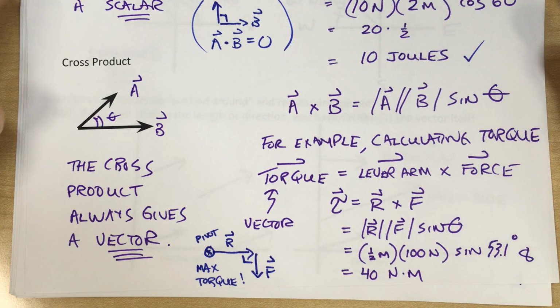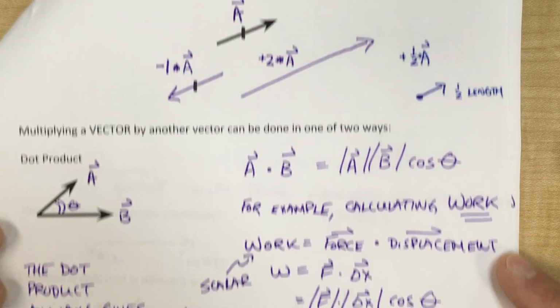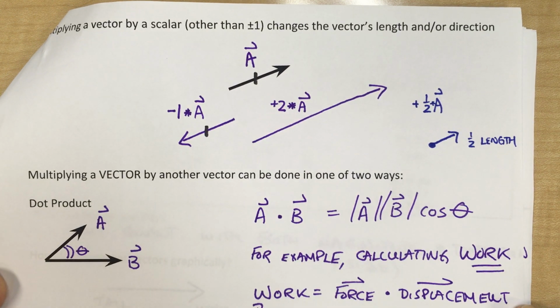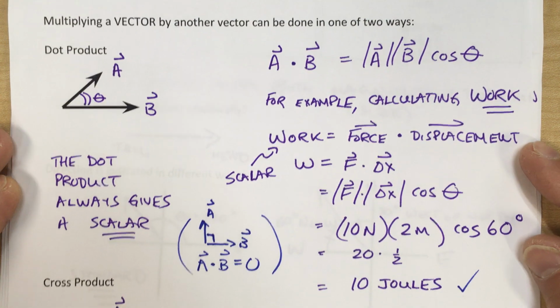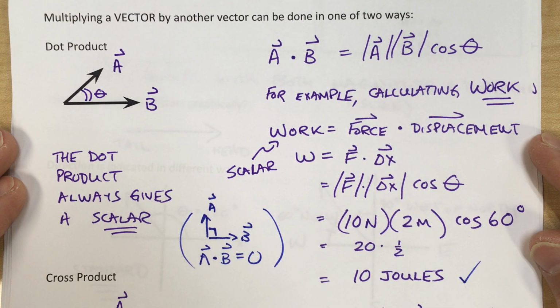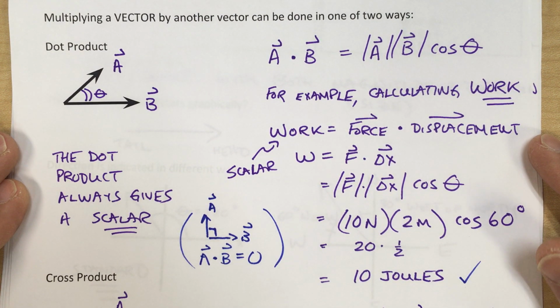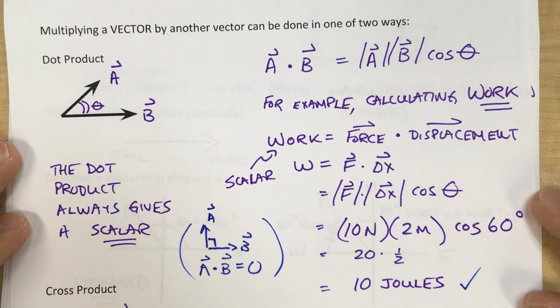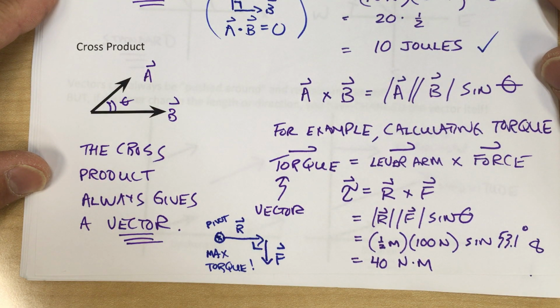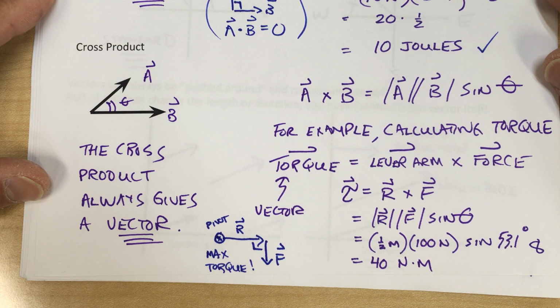All right, so hopefully in this last lesson you've learned about multiplying vectors by scalars, and you've learned that you can multiply a vector by another vector in two different ways. One is called a dot product, one is called a cross product, and those are different rules that apply to different situations.